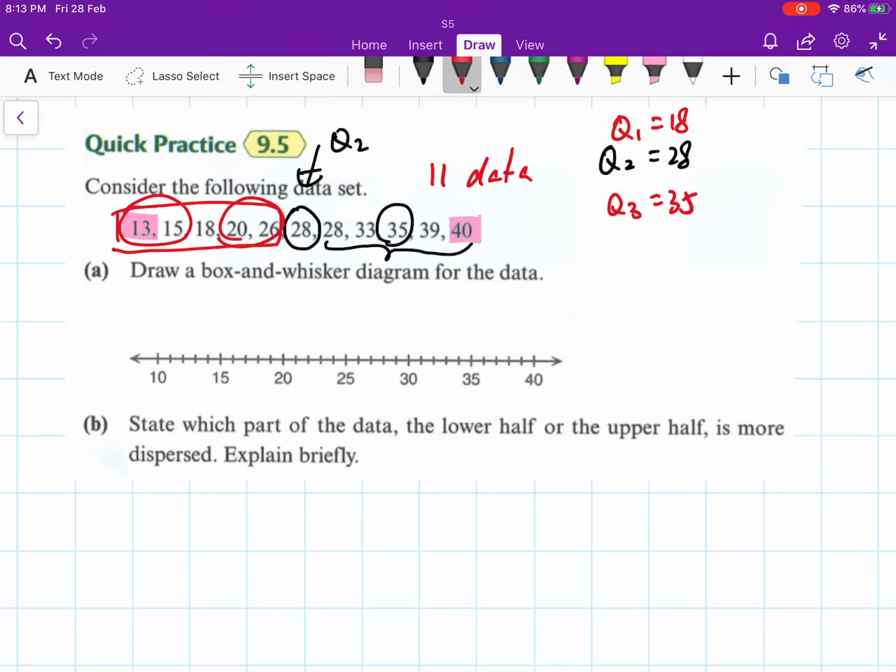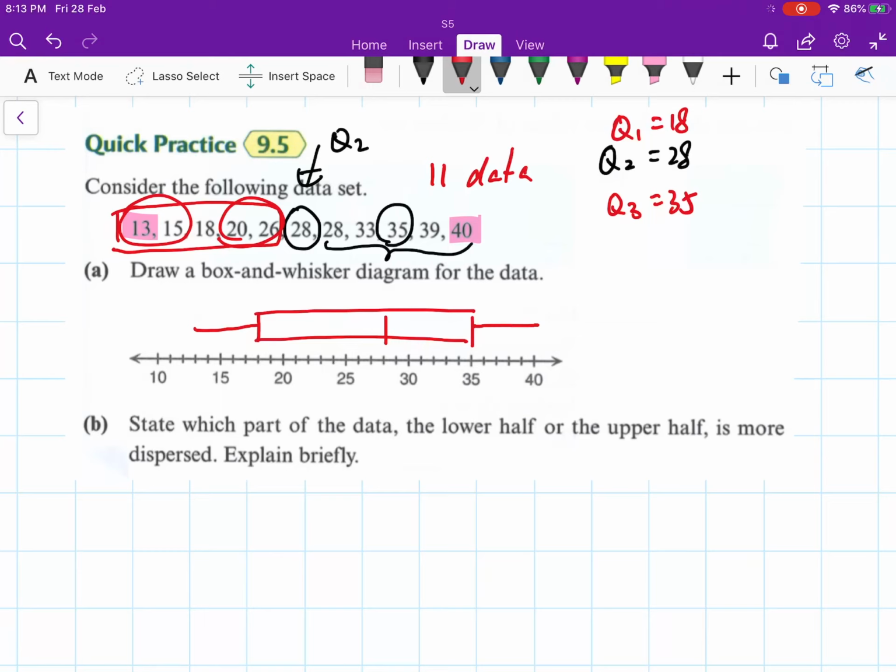Now we can draw the box and whisker diagram. So mark down Q1, 18. Remember, mark on the correct position. Q2 is 28, then Q3 is 35. Remember, use a pencil and ruler to draw all the graph. So we have the box, now we need to draw the whisker. 40 is the maximum, so we draw until 40. Then 13 is the minimum, so we draw until 13. So that will be your box and whisker diagram.